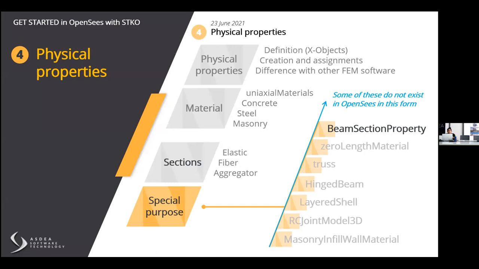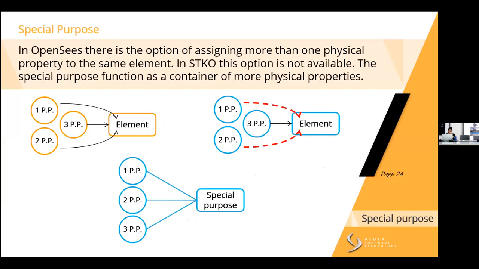Some things are automatisms that we created, or specific constructs that we needed, to make OpenSees run in STKO, to make STKO print out the right programs to run in OpenSees. As I was saying, in OpenSees there is the option of assigning more than one physical property to the same element. This in STKO cannot be done, but this is also something that happens in a lot of other FEM software, because it doesn't really make a straightforward sense.